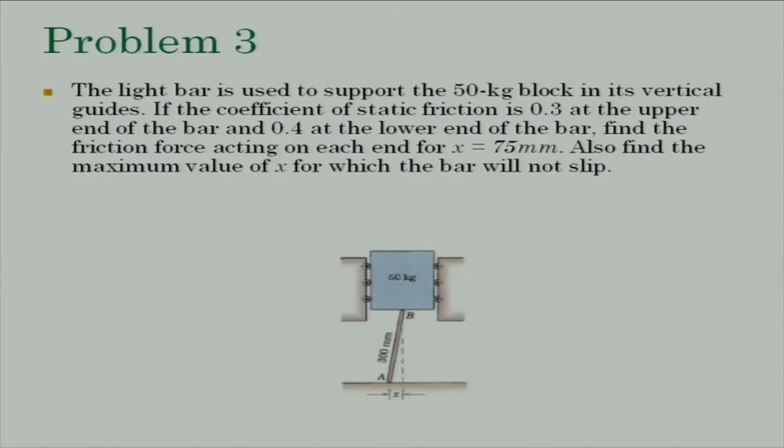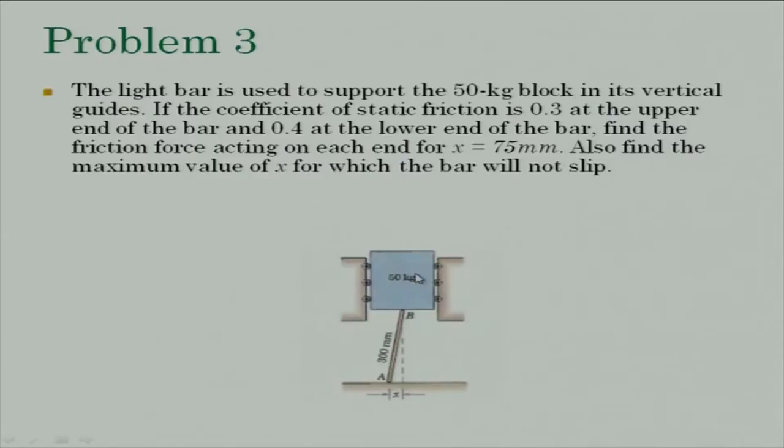Now what do we know about the normal reaction that is provided at B? At point B, what will be the vertical reaction? 50 g, or just you can say 50 kg if you want to stick with kg units. So 50 g, or if you take g equal to 10, it will be 500 Newton, will be the normal reaction which will act at B.